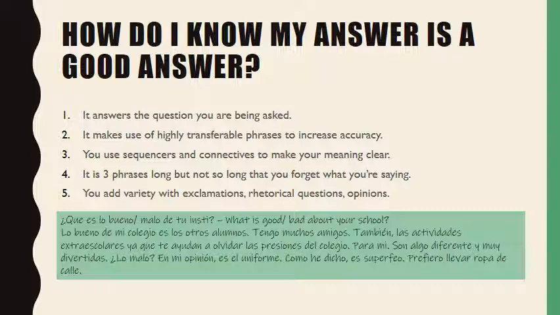So if we look down to the answer here, we can see things like lo bueno de, the good thing. We've used tengo muchos amigos, I have many friends, para mí. All of those things are highly transferable phrases that you could use to talk about a range of different topics. Have you used sequences and connectives to make your meaning clear? So again, having a look through, we've got también, also, we've got para mí, which we've already talked about, for me, we've got a break with lo malo to be clear that we're moving on to something else, and so yeah, I think that's pretty clear.